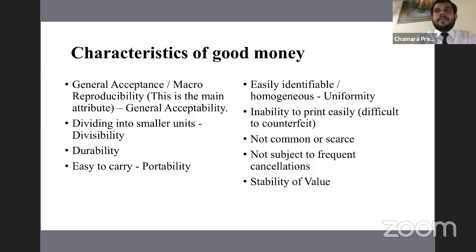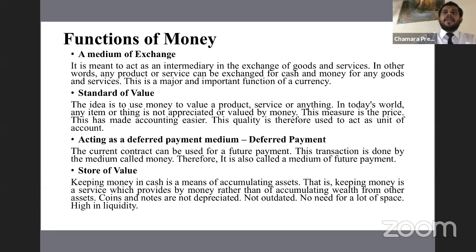So those are the characteristics of good money. Now, if I summarize them: general acceptability, dividing into smaller units, durability, portability, being homogeneous, difficult to counterfeit, not common or scarce, not subject to frequent cancellation, and stability of value. So these are the characteristics of good money. And then we're going to talk about functions of money. What are the activities that we can do using money, and actually what can we do with money?